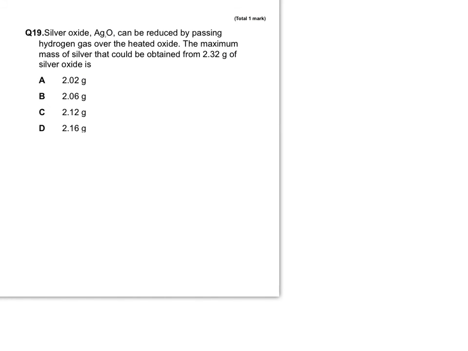Silver oxide, Ag2O, can be reduced by passing hydrogen gas over the heated oxide. The maximum mass of silver that could be obtained from 2.32 grams of silver oxide is... Right, so we're going to start by working out the moles of silver oxide. So we're going to do mass over MR.